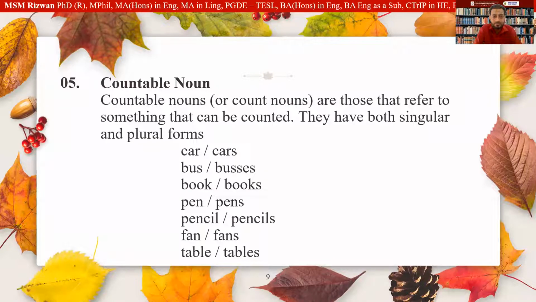Car, cars. Bus, buses. Book, books. Pen, pens. Pencil, pencils. Fan, fans. Table, tables. Exactly.